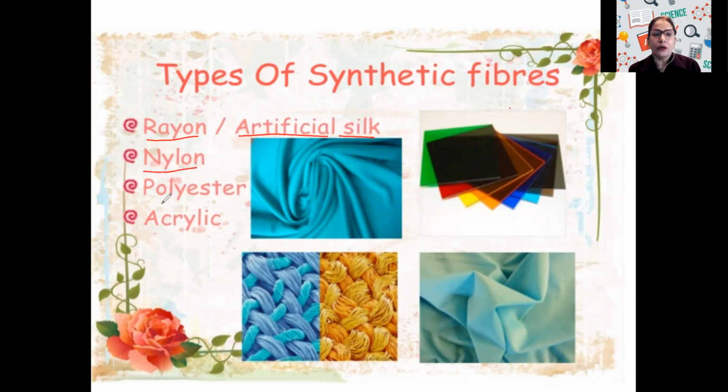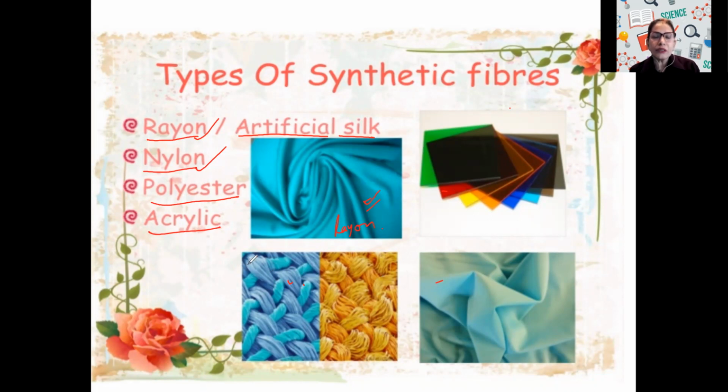Then we have nylon, then polyester, and then acrylic. These are the synthetic fibers which you're going to learn about. So we'll be learning about rayon and nylon, especially in detail. So these are a few things made of these materials. See, this appears like silk. So this is rayon. Then you have polyester, again, this cloth, acrylic. And then you have these, which are made of nylon. Nylon, you have the nylon wires, nylon ropes. So all those are made of nylon.